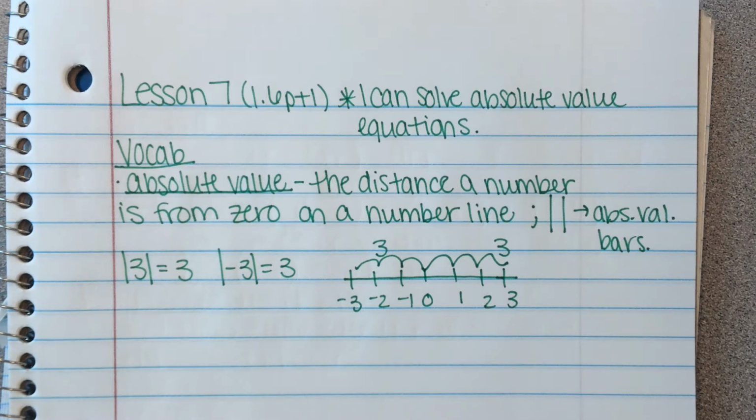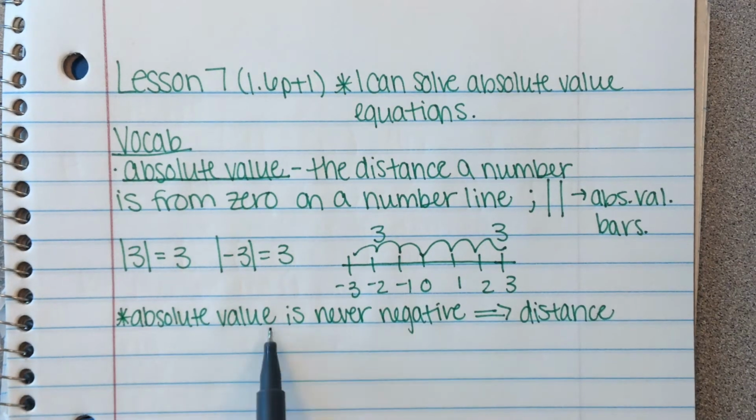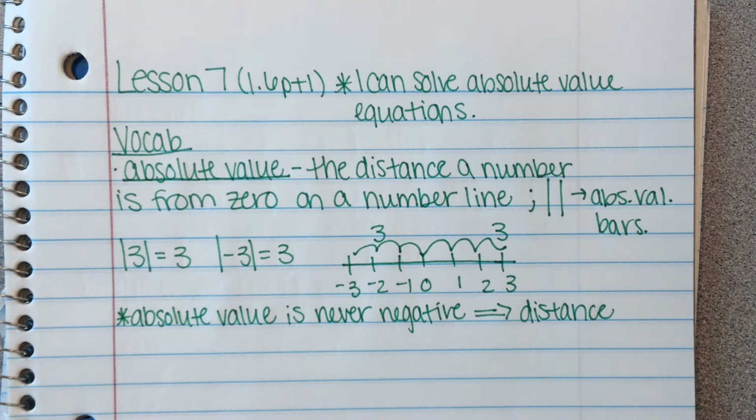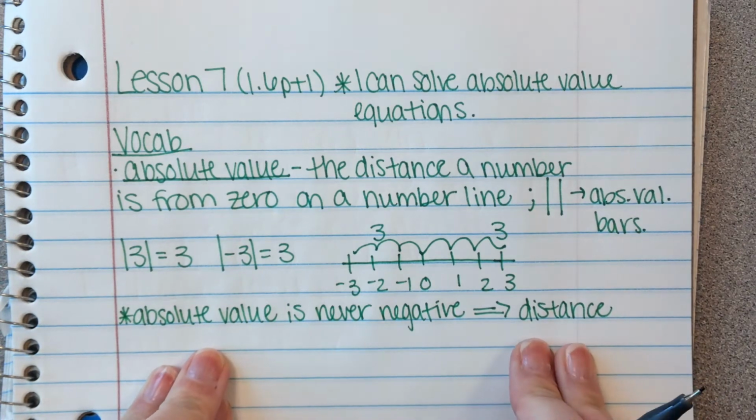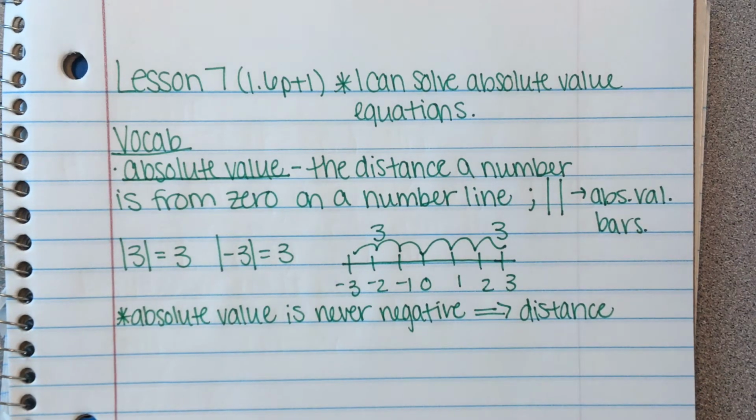So something important to notice here is that absolute value is never negative. We're measuring distance, so distance isn't negative. Okay, if you take the absolute value of a negative number, then your absolute value is positive. It's a distance. Okay, but it is important to realize that though absolute value is never negative, the solution could be negative.